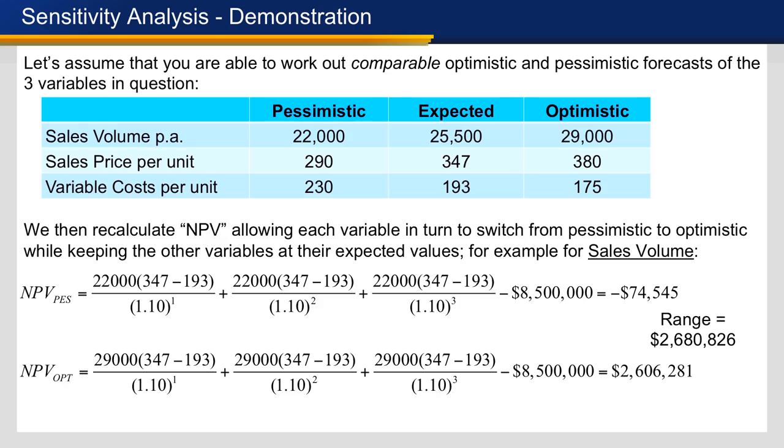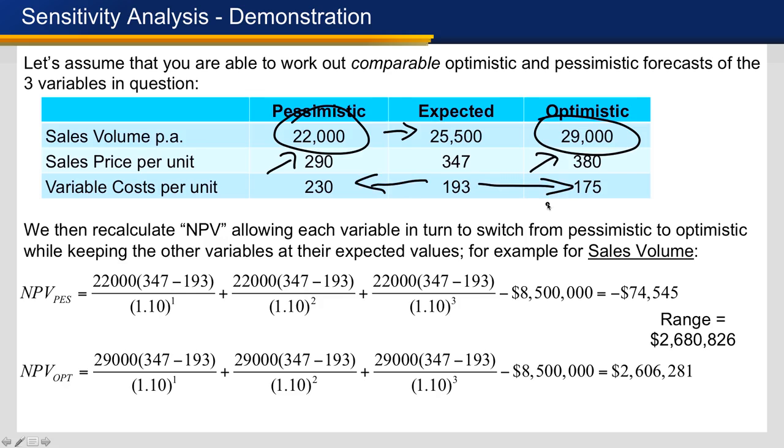So our pessimistic estimate of sales volume is 22,000 units per annum. That's a 3,500 unit per annum decrease relative to the expected value. The optimistic estimate, 3,500 units per annum more so. Sales price per unit, $290 is our pessimistic sales price. Our optimistic sales price, $380 per unit. Okay, so on and so forth for variable cost, $230 as a pessimistic variable cost per unit. They've increased from $193. Alternatively, an optimistic estimate has them decreasing to $175.